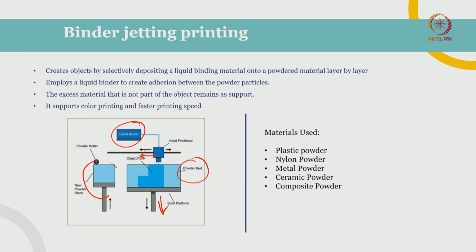And these printers have an option where no support is needed, because the powder itself acts as a support material. Okay, so that's one of the main advantages, and it also supports really fast printing. Unlike laser sintering, this printer has really high speed, and it also supports color printing. That is the major advantage of binder jet printing. Okay, and a variety of materials can be used as powder in binder jet printing. These are listed here, you can just go through it.